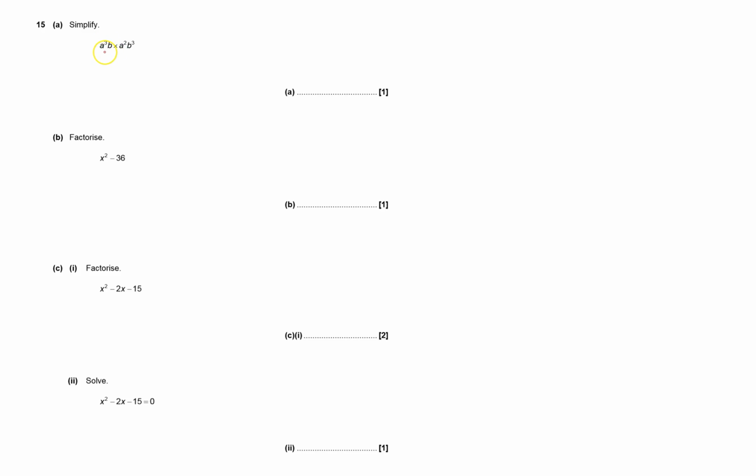Well, here I've got to simplify this. I've got a cubed times b times a squared times b cubed. Well, let's do the a's first. So it's a cubed times a squared. There's 3 of them all times together here, times 2 more. That'll be a to the power of 5. And I've got 1 b times 3 more b's. That'll be b to the power of 4.